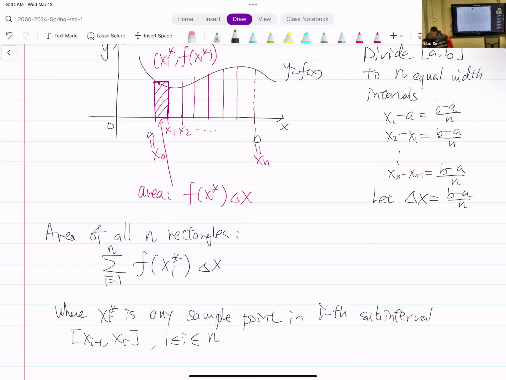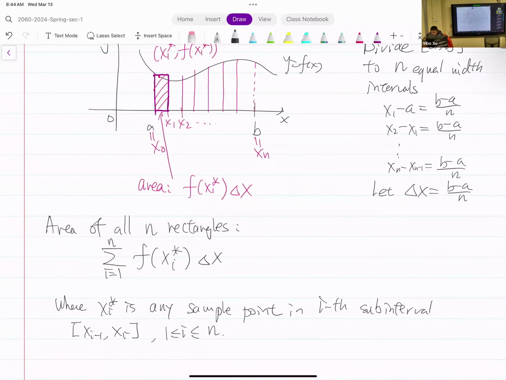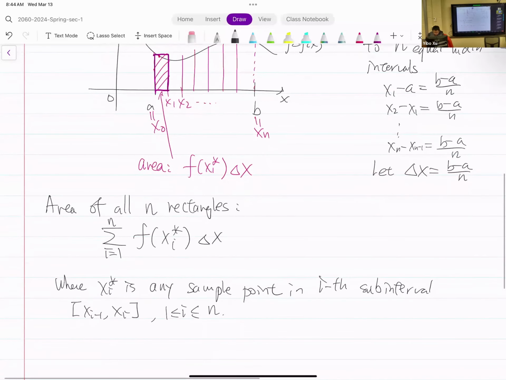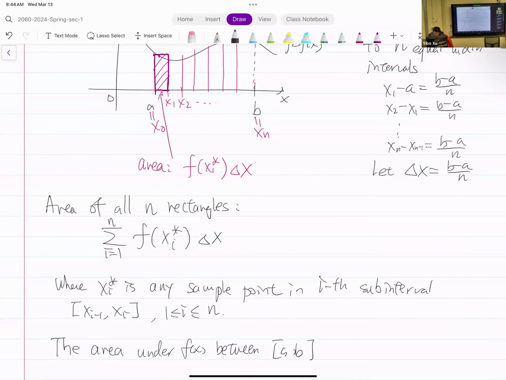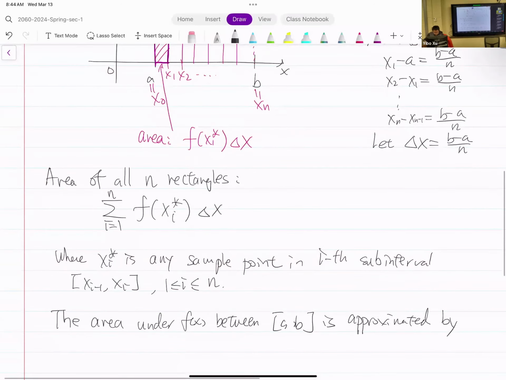Okay, so then this is an approximation, right? The area under the curve between A and B is approximated by this Riemann sum.